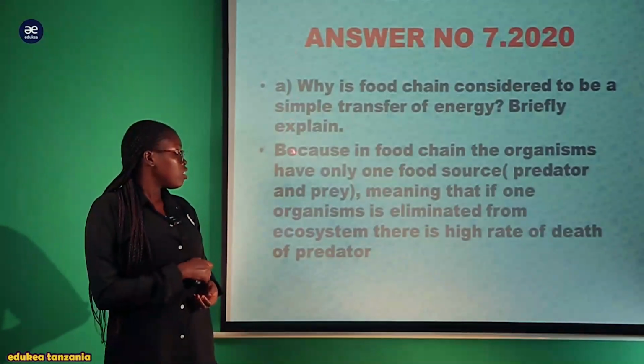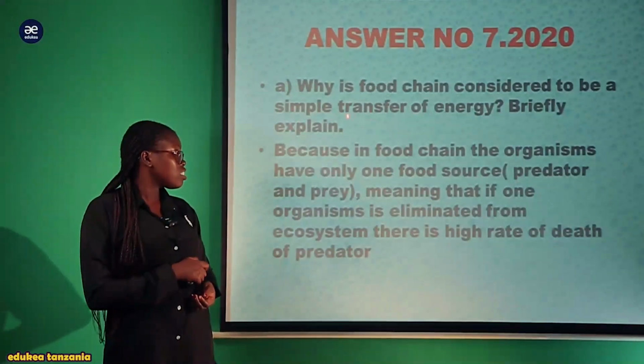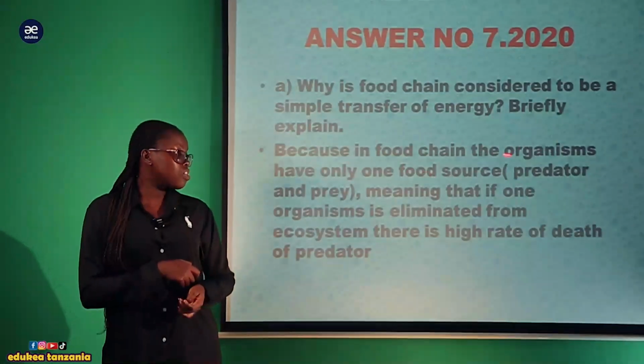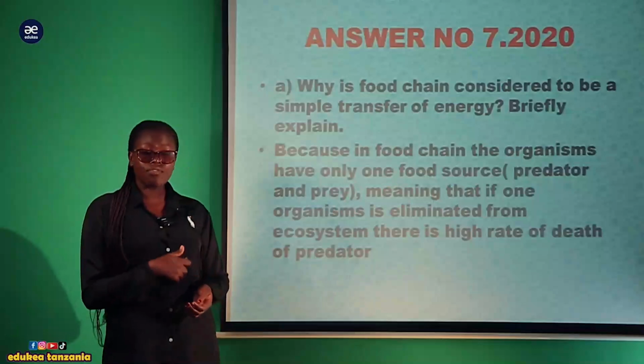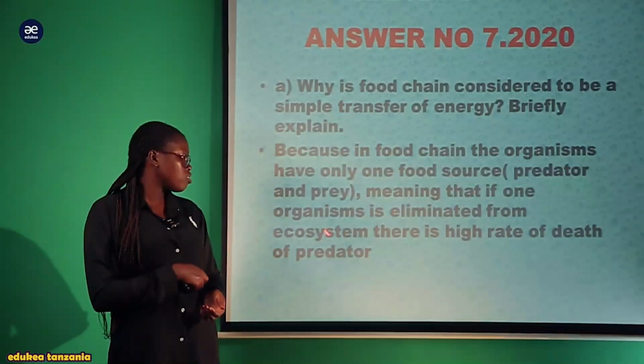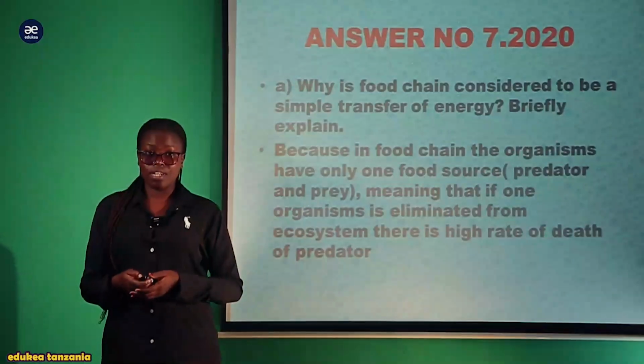So the food chain is being considered simple transfer of energy because in food chain, the organism has only one food source. Example, predator and prey, and meaning that if one organism is being eliminated from the ecosystem, there is a high rate of the death of the predator.